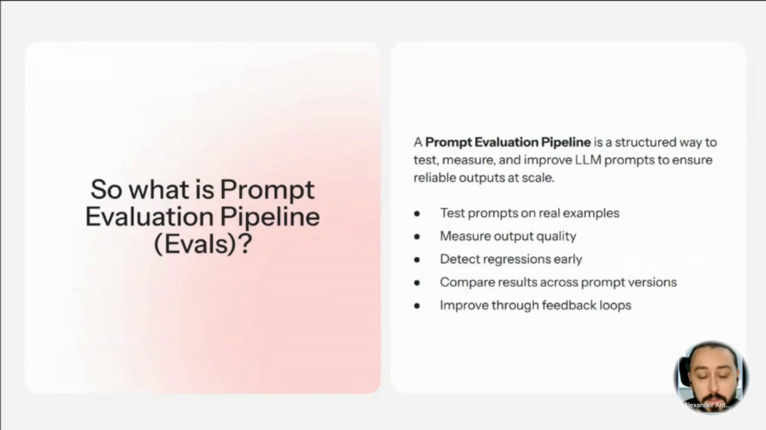And let's introduce the solution. The solution is prompt evaluation pipelines, or evals for short. This is just a structured way to test, measure, and improve LLM prompts to ensure reliable and consistent output at scale. And scale is important here, because just imagine that you have one prompt. Probably it is manageable to do all the stuff manually, right? But what if you have 10, 20, 30, I don't know, 50 prompts? How to deal with it? It's just a nightmare.